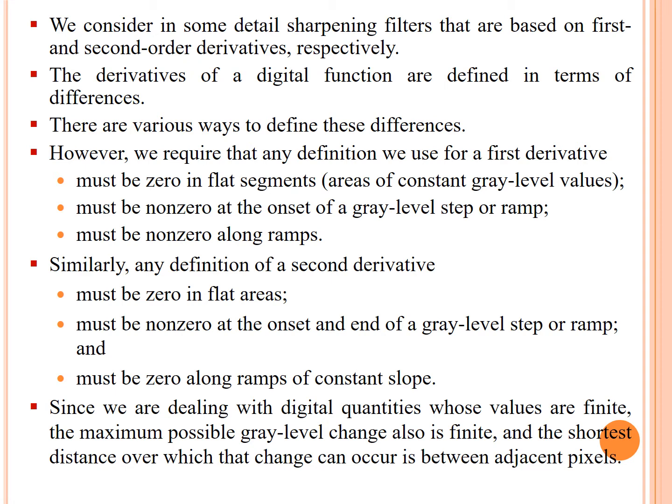Similarly, any definition of a second order derivative must be zero in flat areas, must be non-zero at the onset and end of a gray level step or ramp, and must be zero along ramps of constant slope. Since we are dealing with digital quantities whose values are finite, the maximum possible gray level change also is finite, and the shortest distance over which the change can occur is between adjacent pixels.